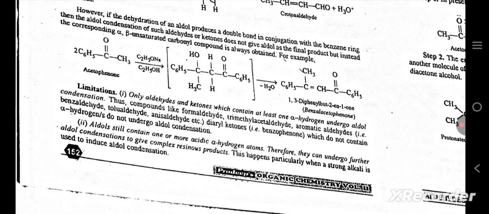For example, limitations. Only aldehydes and ketones which contain at least one alpha hydrogen undergo aldol condensation. Thus, compounds like formaldehyde, trimethylacetaldehyde, aromatic aldehydes, benzaldehyde, tolualdehyde, anisaldehyde, and diaryl ketones, which do not contain alpha hydrogens, do not undergo aldol condensation. Aldols still contain one or more acidic alpha hydrogen atoms, therefore, they can undergo further aldol condensation to give complex resinous products. This happens particularly when a strong alkali is used to induce aldol condensation.